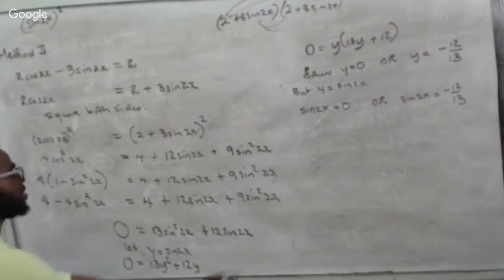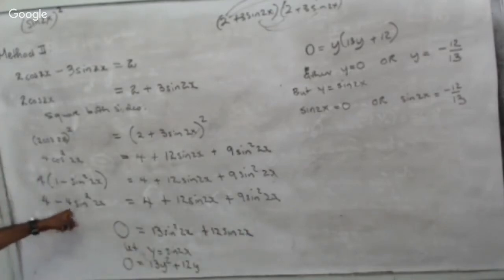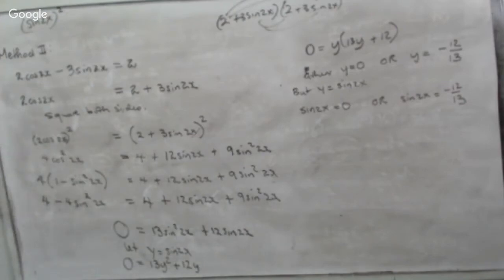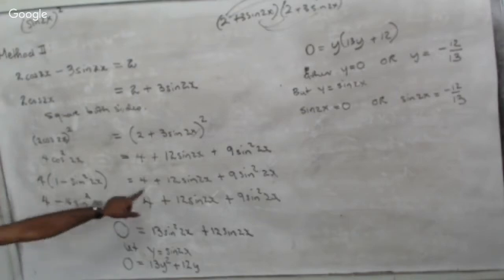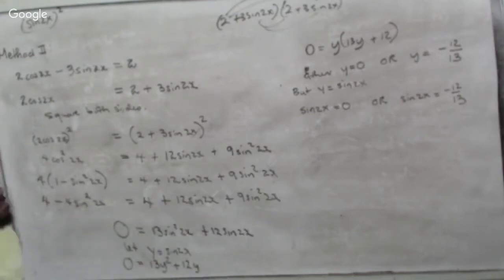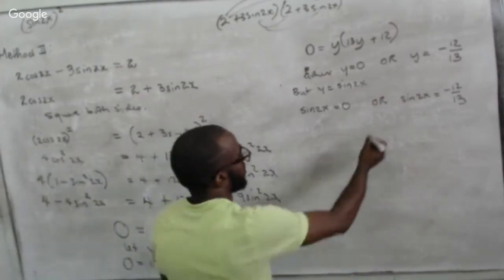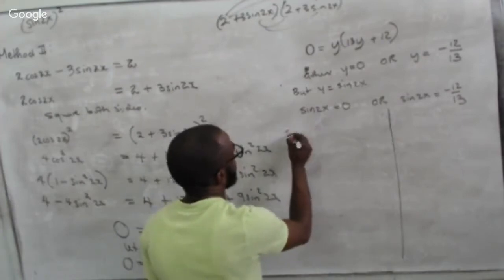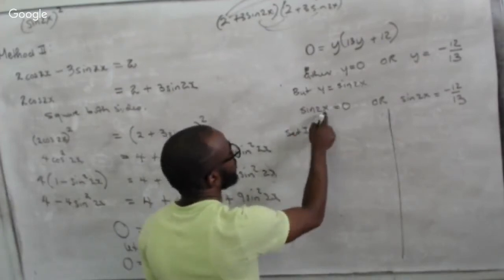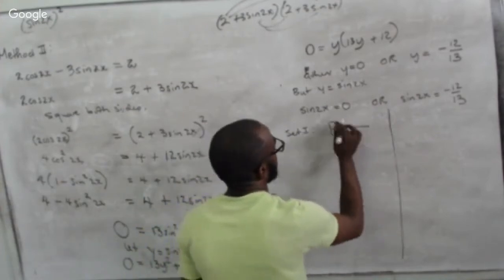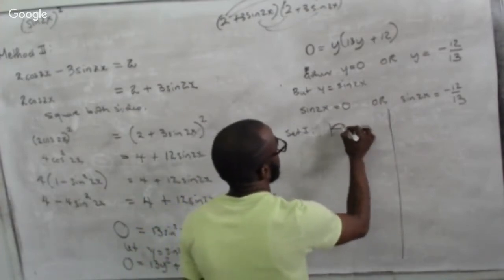Did I do it wrong? 9 sin squared, and remember this 4 sin squared, gives 13 sin squared, and the 12 sin still sits there. Then I take them in turn. How many sets of solutions will I have? 2 sets. In set 1, I'm using the graph here, so I can sketch quickly what the sine looks like.